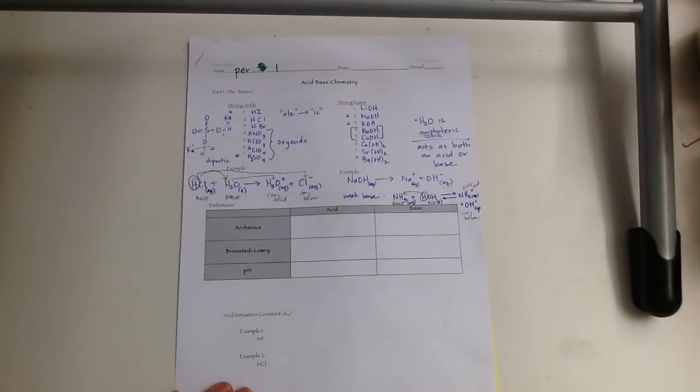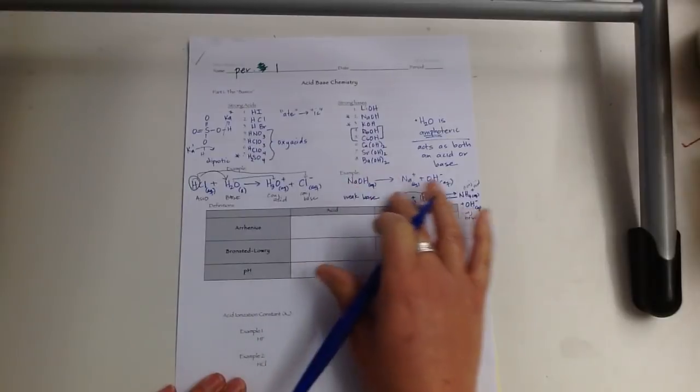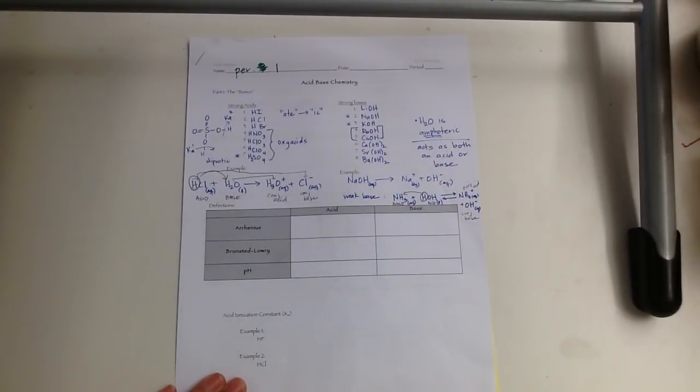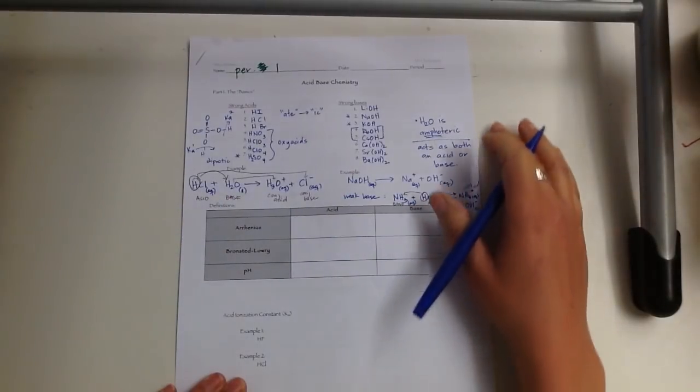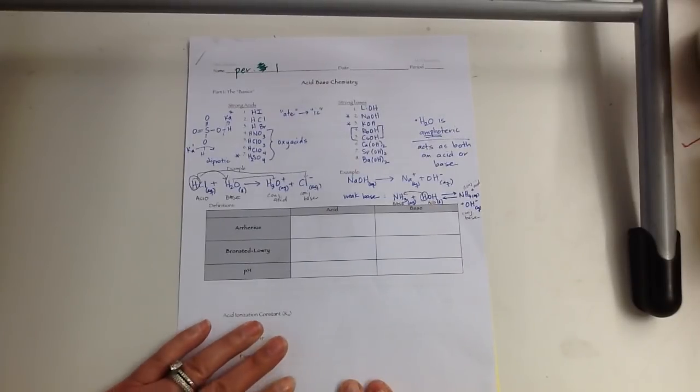So here we go. The other day we finished up just the first half of the first page of our acid-base chemistry notes, and we did the basics. Strong acids, listed some strong bases. I gave you some examples of how an acid dissociates and how a base dissociates in water. Gave you an example of water acting as both a base and an acid, showing that it has amphoteric properties. And that's about it. So we're on to definitions of acids and bases.